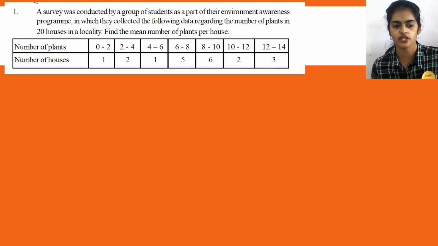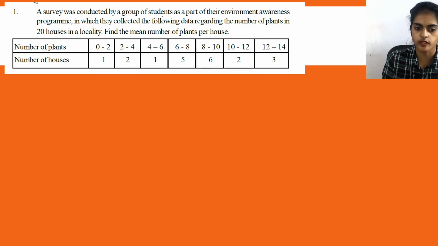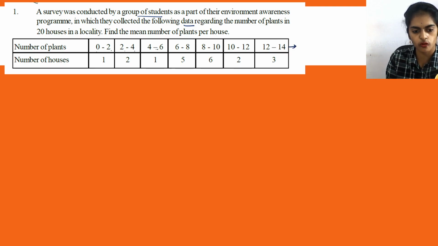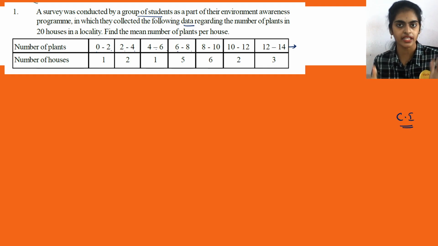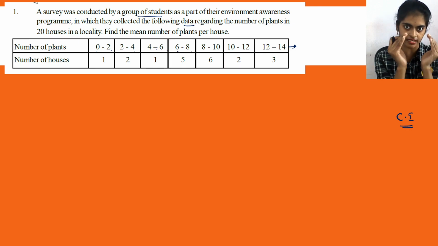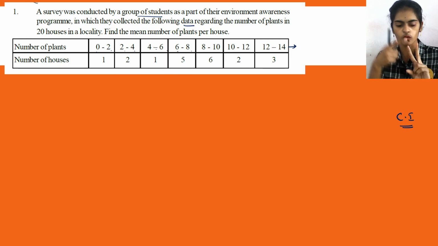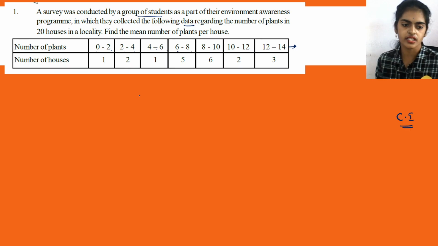So here's the very first question of your exercise 14.1. A survey was conducted by a group of students as a part of their environmental awareness program, in which they collected the following data. Some data is given here in the form of grouped data. Whenever you see class intervals, here you see 0 to 2, 2 to 4, 4 to 6, 6 to 8, these are class intervals. So it is nothing but grouped data. You are grouping the data in class intervals, right? And also, it is a continuous class interval: 0 to 2, 2 to 4, 4 to 6. There is no break here, so it is a continuous class interval.